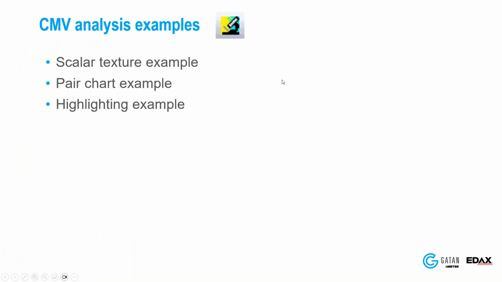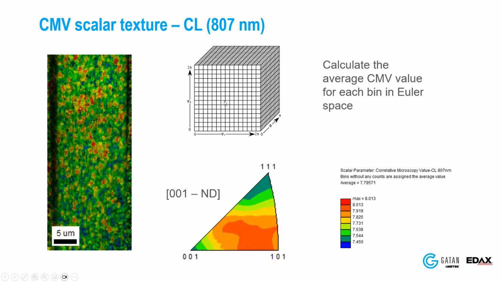So in summary, I hope I've given you a lot of examples, but we can do various analyses of the data too. So you can do scalar textures, pair charts, and highlighting. What we call a scalar texture is where we can take any scalar value and calculate the average for each bin in orientation space. In this case, we're just using Euler angles. And then from that, it's almost like an ODF, an orientation distribution function, but instead, at each bin, we actually have the average value for the CMB. And from that, you can make an inverse pole figure like I've shown here, or a pole figure.